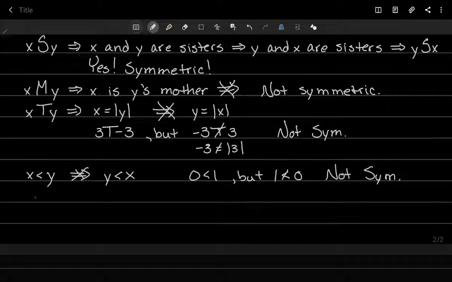Let's look at our next example, which was the equals. x equals y does imply y equals x. We know that the equal sign order doesn't matter. If both sides are the same, then both sides are the same. So this one actually is symmetric.